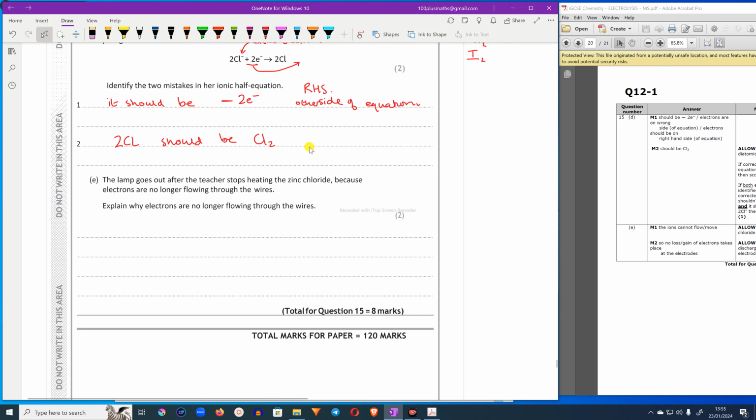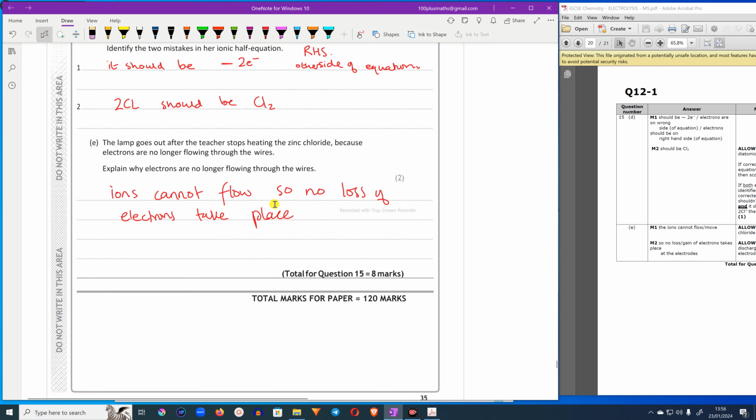Why does the lamp go out? Why are electrons no longer flowing through the wires? It's because the ions in the electrolyte cannot flow, so no loss of electrons takes place. It's the flow of electrons that'll give you your flow of electricity.